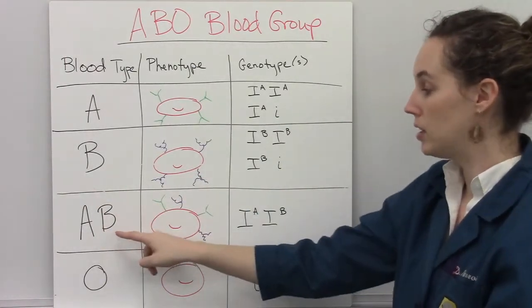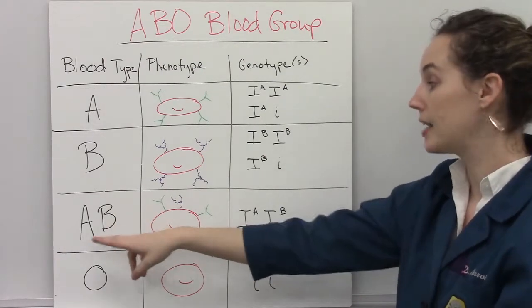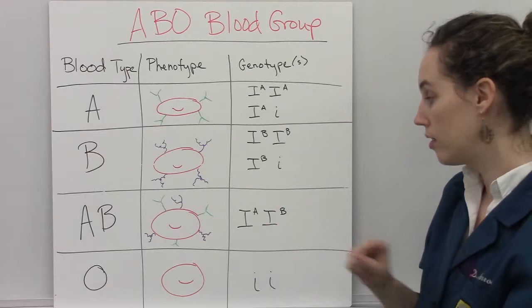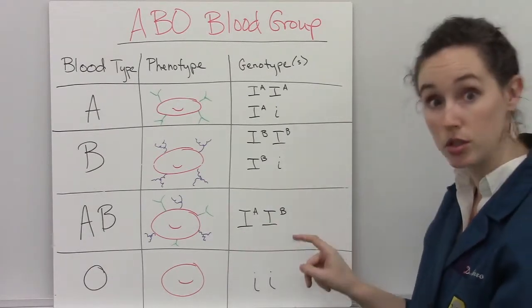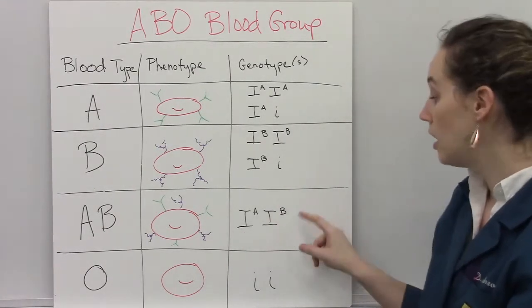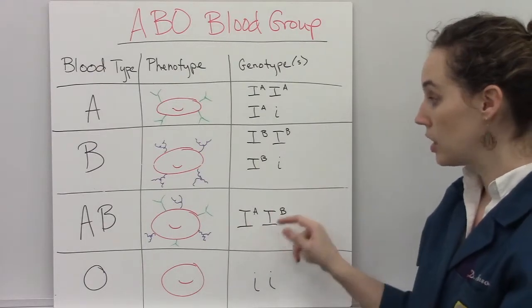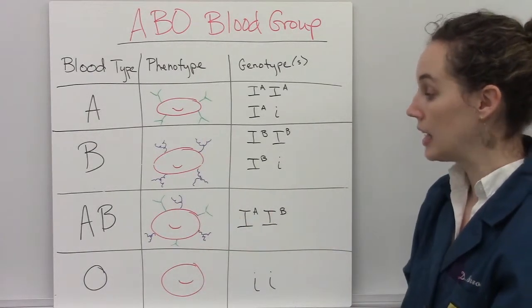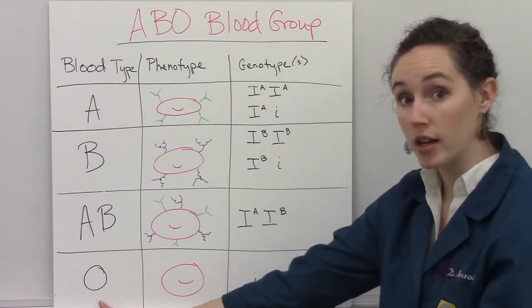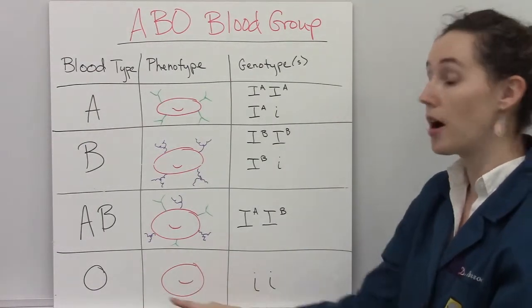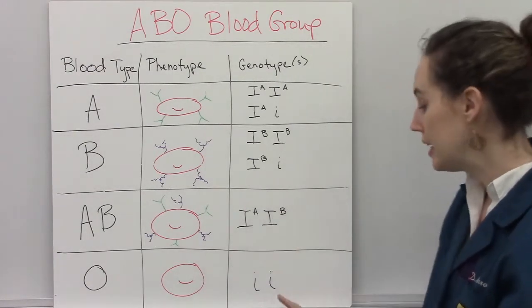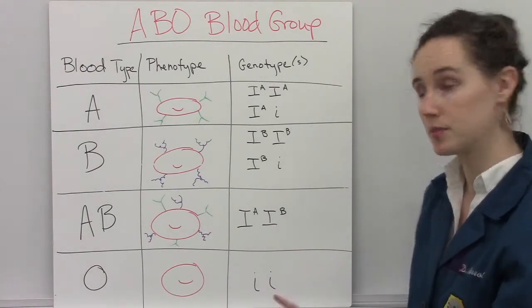Type AB blood is very rare, and you actually have alleles for both the A antigen producing and B antigen producing glycosyltransferases, so your cells make both. If you have type O blood, your cells do not make A or B antigens, and the genotype that codes for that is homozygous recessive.